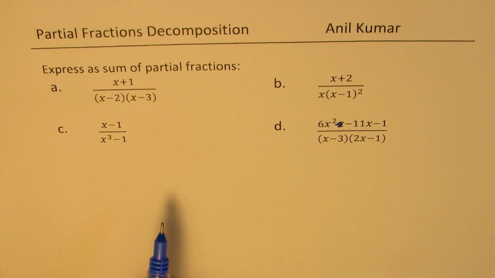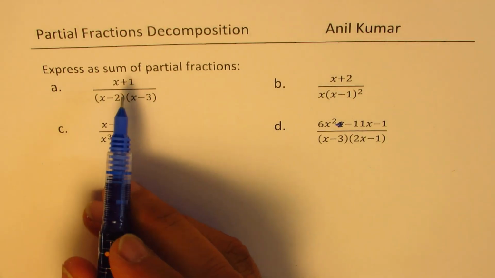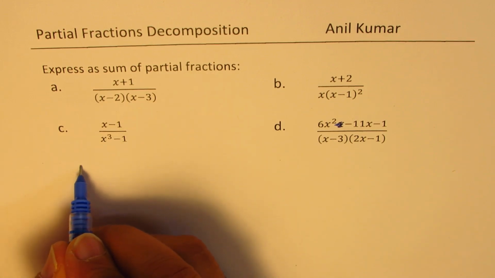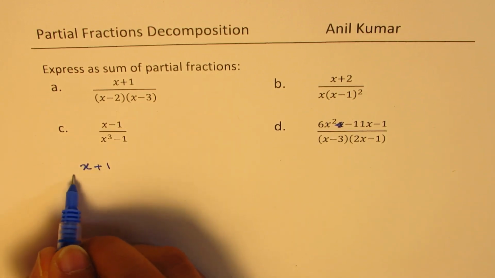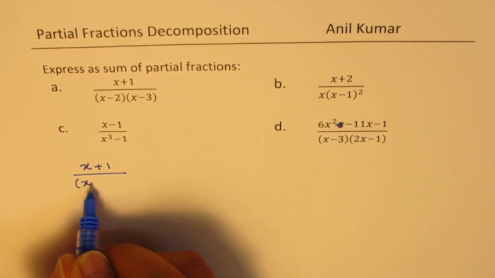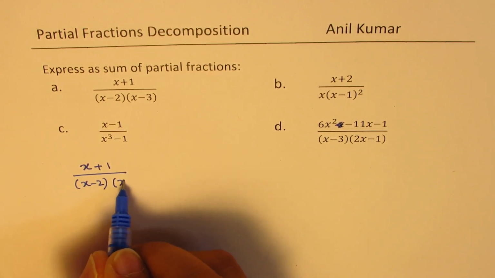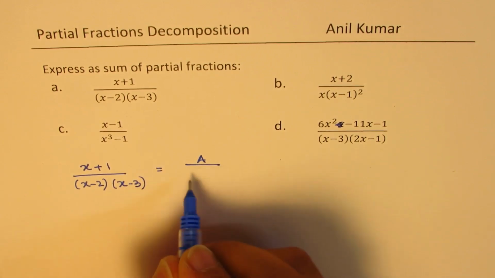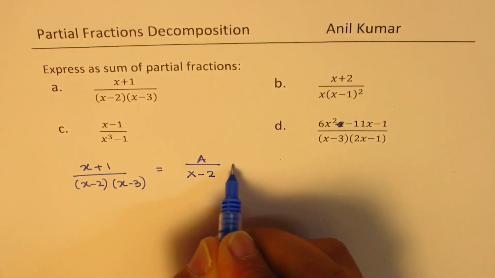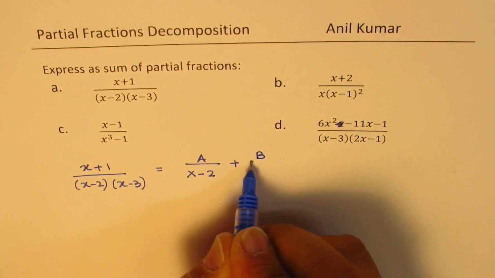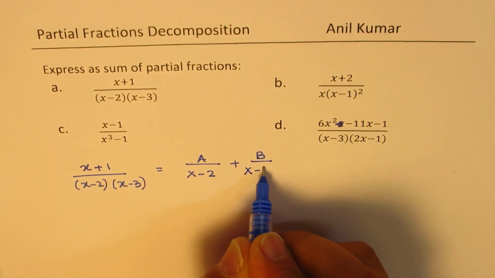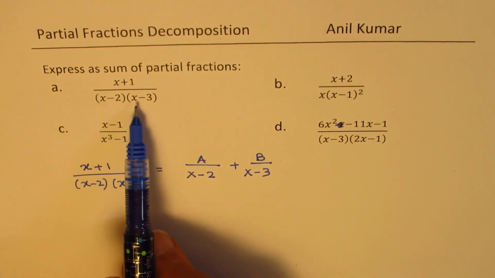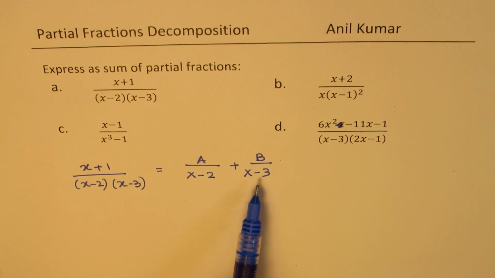Now all these rational functions can be written in the form of sum of partial fractions. For example, you can write (x plus 1) over (x minus 2) times (x minus 3) as equal to a over (x minus 2) plus b over (x minus 3), right? Now in case the factors in the denominator are not repeated, that is how you do it.